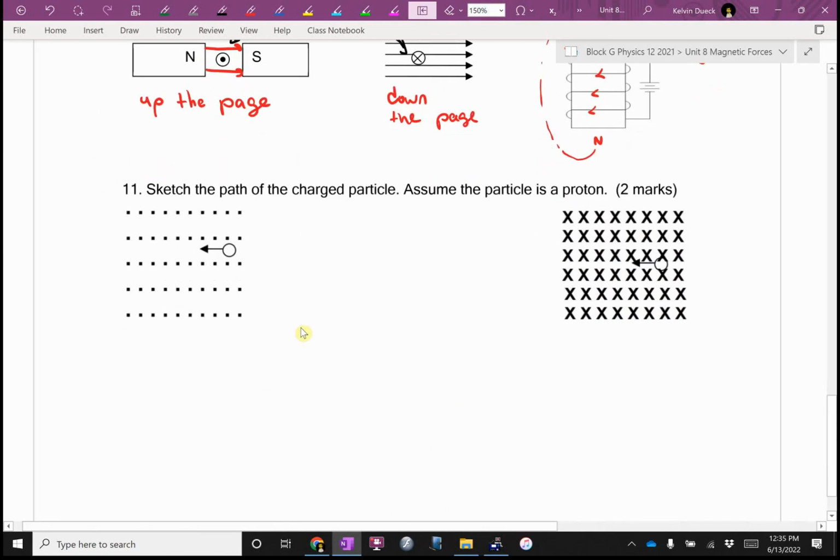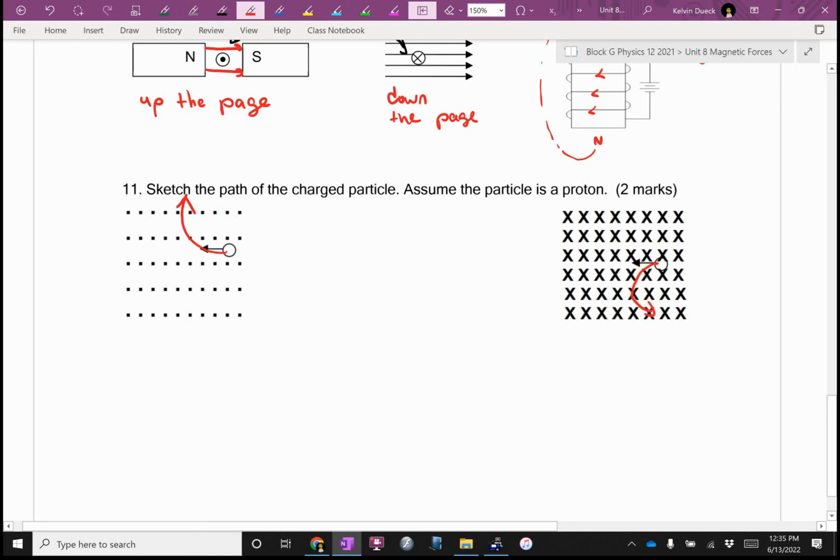Sketch the path. Okay, it's a proton. So the proton is moving to the right. I guess those dots are the magnetic field lines. They're coming out of the page towards me. So I think this proton would feel something like that. It would be a curved, circular path, as opposed to a magnetic field into the page. Which way am I going? Boom, boom. Yeah, I'd be looking for a path like that.